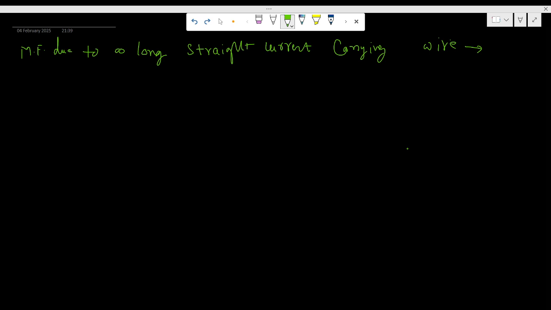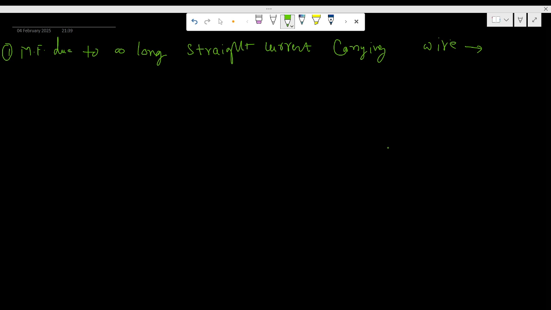Hello guys. So now we are going to discuss the applications of Ampere circuital law, and this is the first application. In the first application, we have to find the value of magnetic field due to an infinite long straight current carrying wire. So we have to find that magnetic field.